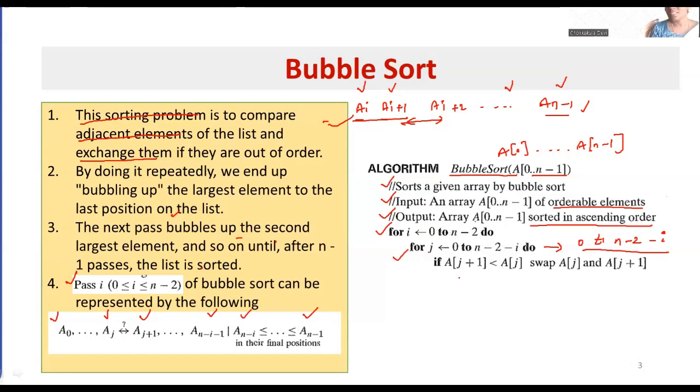And simply what we are going to do, this is the logic behind your bubble sort. It is going to compare adjacent elements. If A of j plus 1 is less than A of j, you can consider it like this, or else you can take A of j is greater than A of j plus 1. Both are the same. Then we have to swap those two elements, and we repeatedly do the same thing until all the elements of your list are sorted.